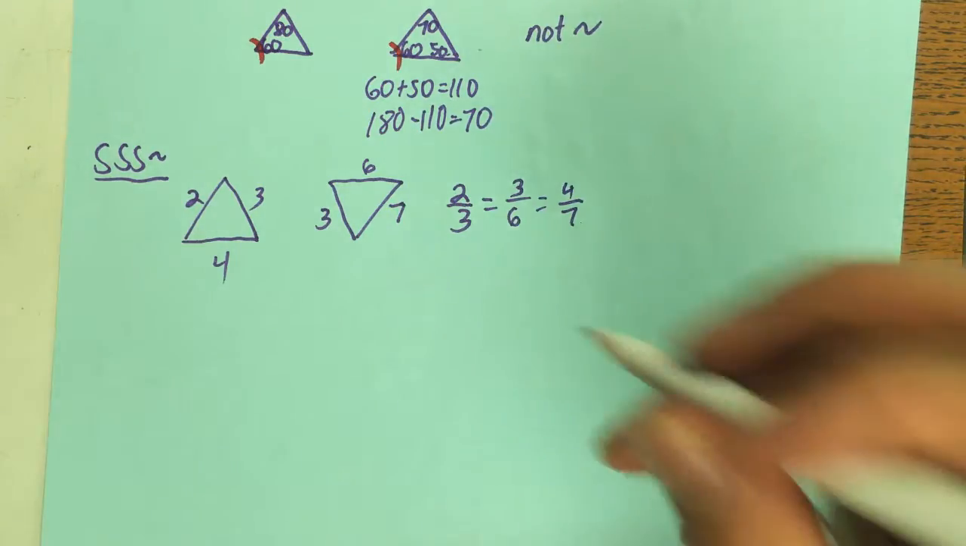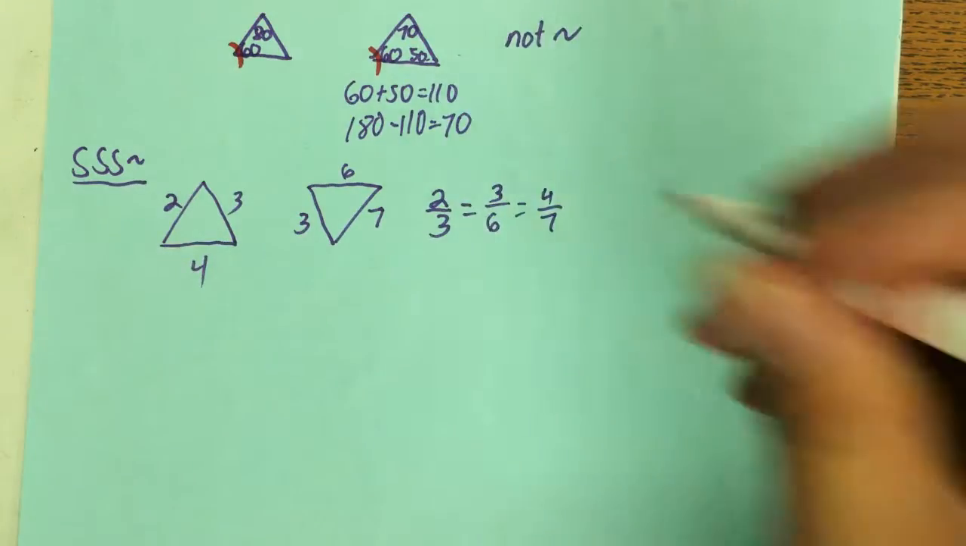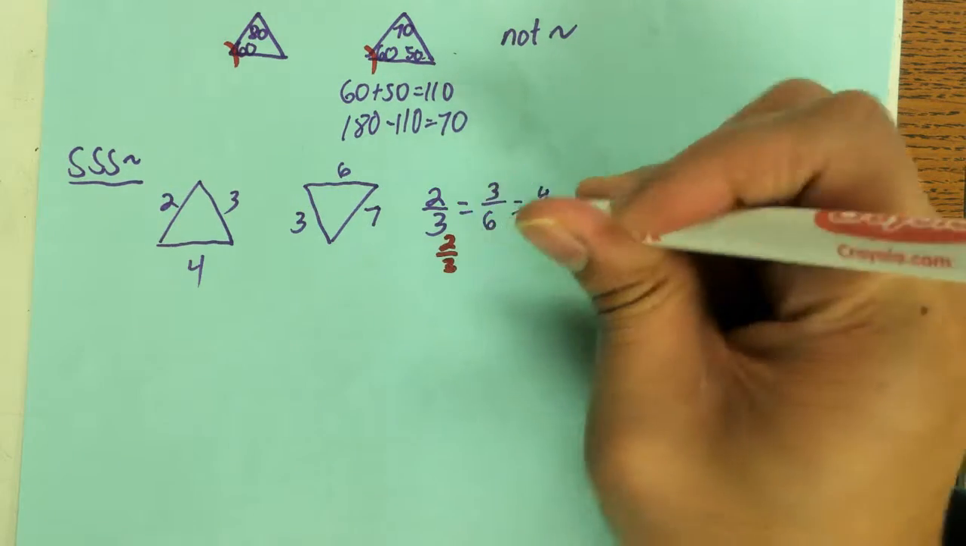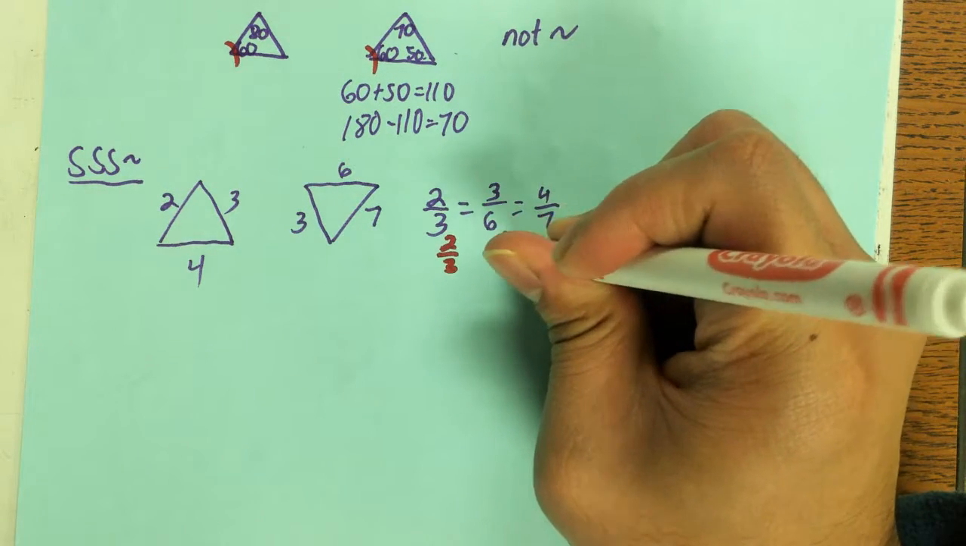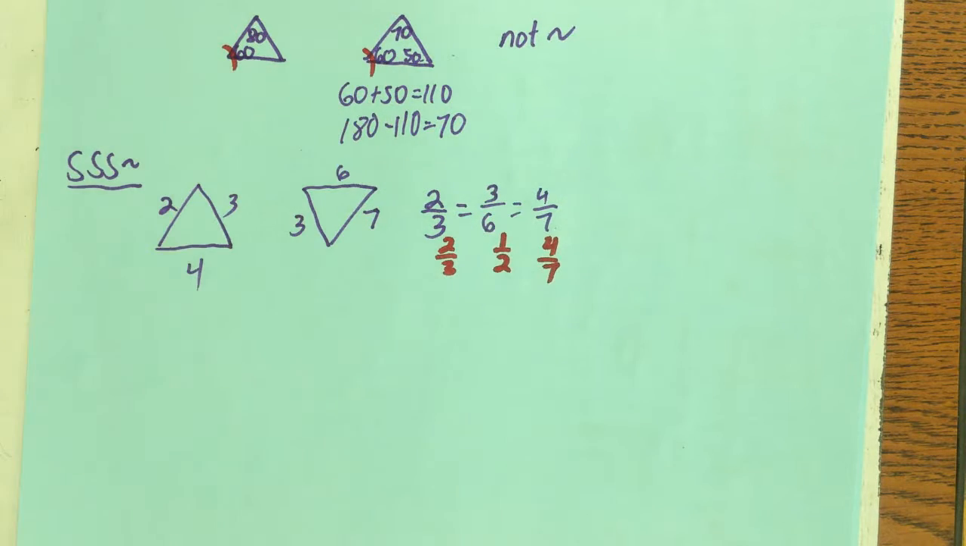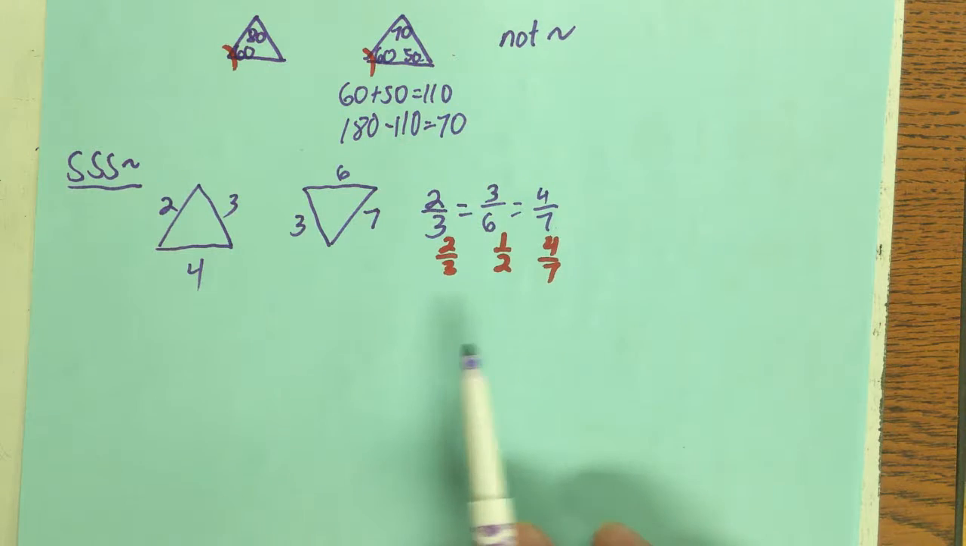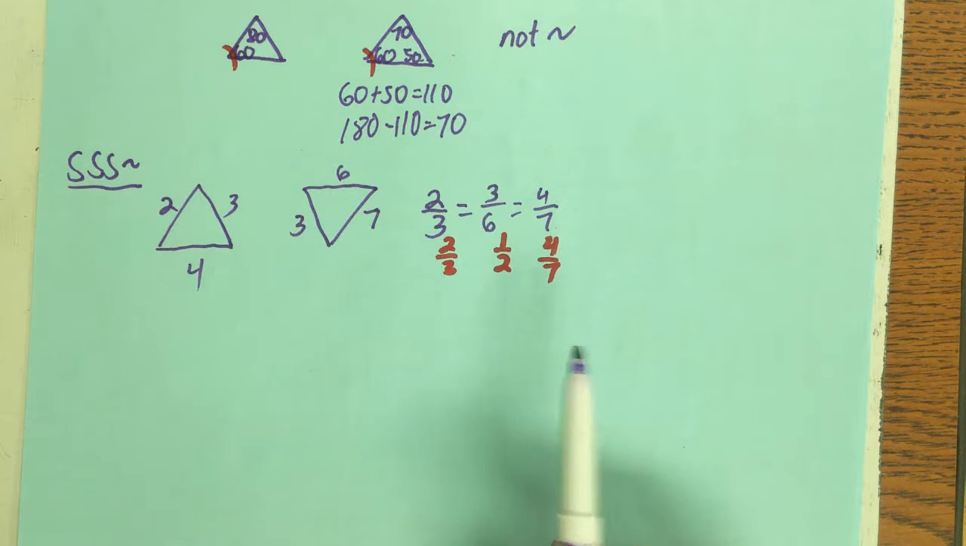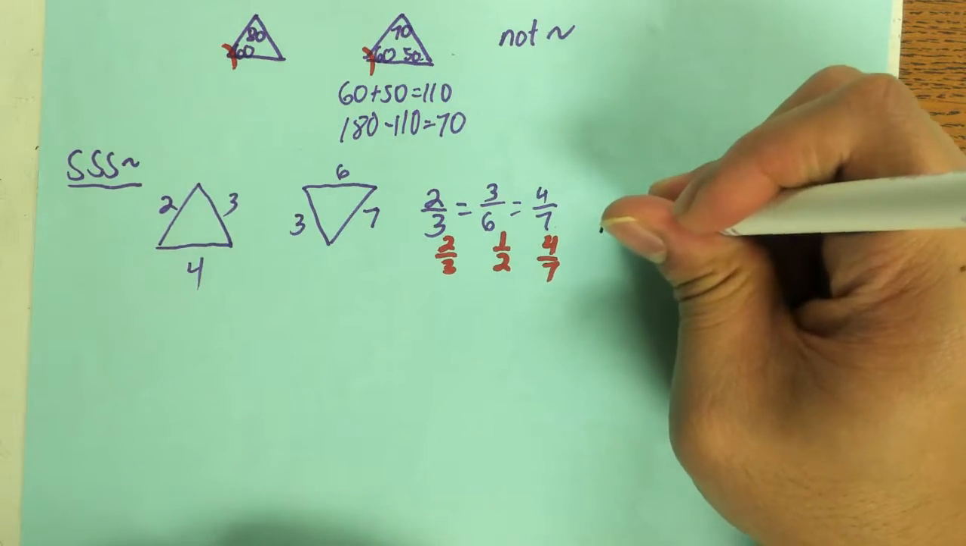And let's check, when we simplify them, this is 2/3, this is 1/2, this is 4/7. Once one of them is different from the others, in this case all three are different, all you need to be different is just one. Once one is different, that is no longer similar.